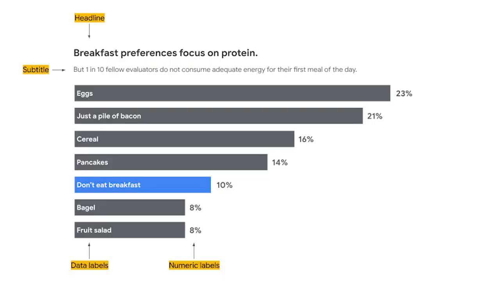Take charts, for example. A chart without a headline is like a report without a title. You want to make it easy to understand what your chart's about. Be sure to use clear, concise language, explaining all information as plainly as possible. Try to avoid using abbreviations or acronyms, even if you think they're common knowledge.